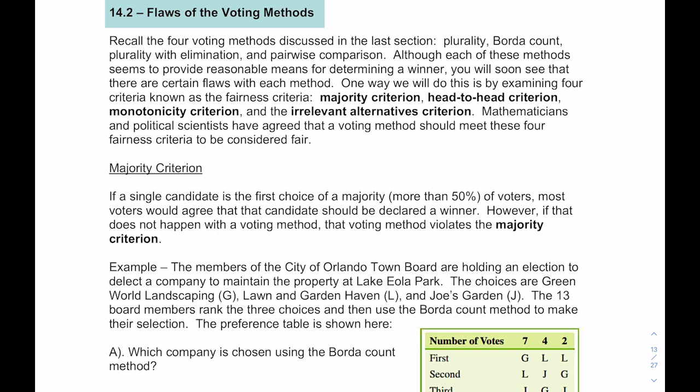Okay, let's take a look at an example here. The members of the City of Orlando Town Board are holding an election to select a company to maintain the property at Lake Eola Park.